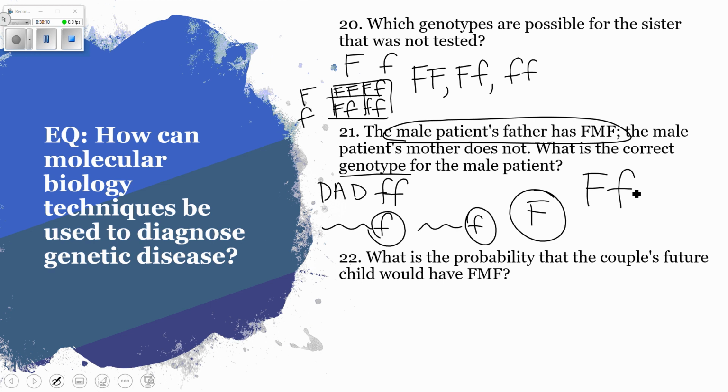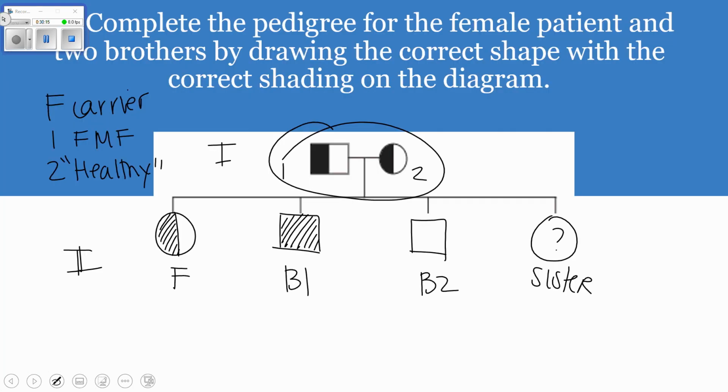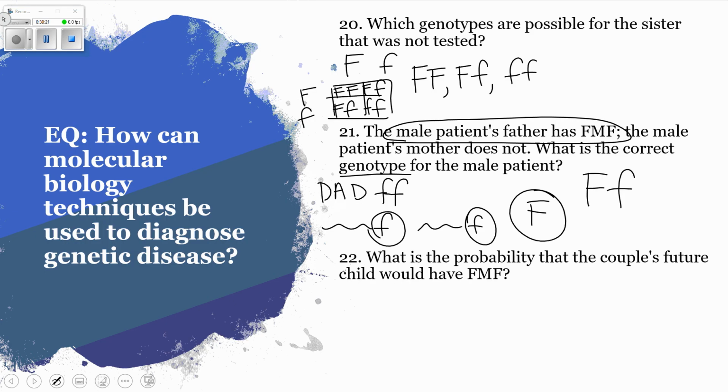Last little section here, what's the probability of a couple's future child having this? Remember the female patient was a carrier, and then the male patient is a carrier. So you have big F, little f, crossed with big F, little f. That's the same Punnett square as was up here. So the chance that their child is going to have this is going to be 25%. Because again, they are both going to have that recessive allele that they can pass on to their child, and there's a 25% chance that their child will get that.